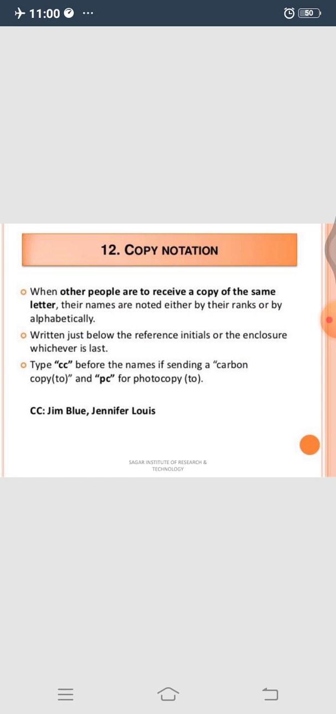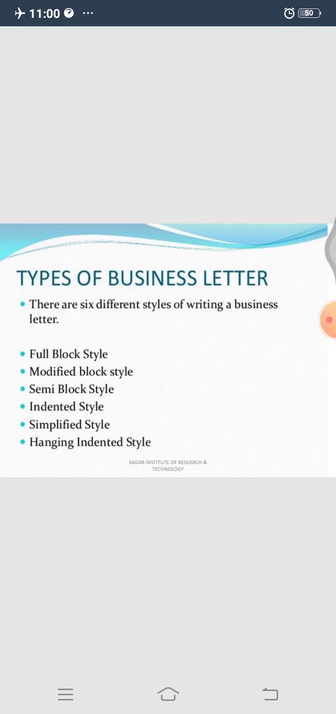Okay, then copy, CC is the carbon copy. If you want that anyone else also should be in the loop of the correspondence, you can do a CC to them. For example, if I am in the HR department and I am ordering 50 computers from a vendor, I may CC the purchase department or the inventory department. So in this way they will also know that this kind of conversation is being done. So that is the importance of the CC.